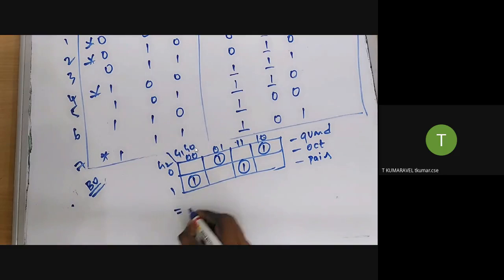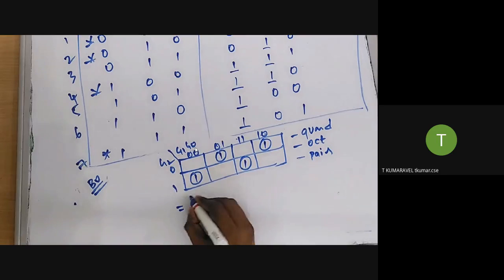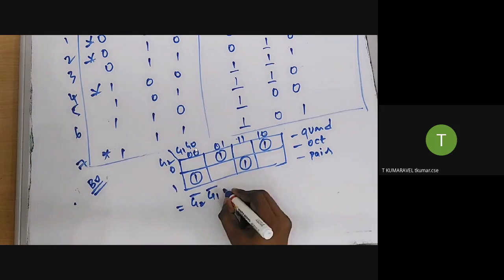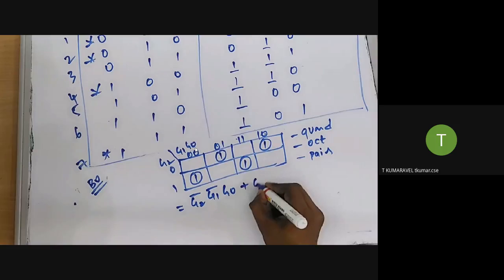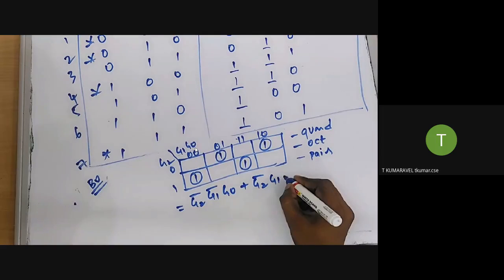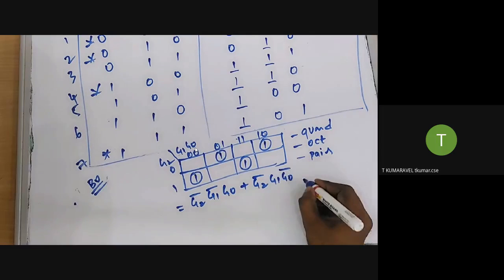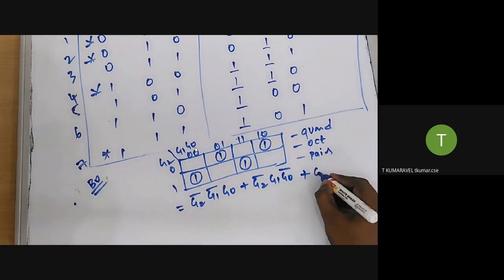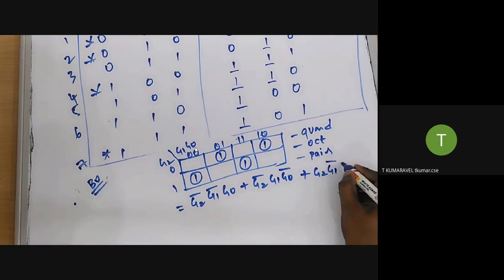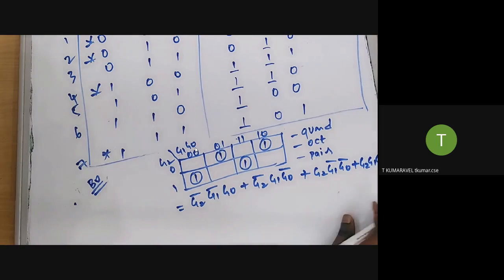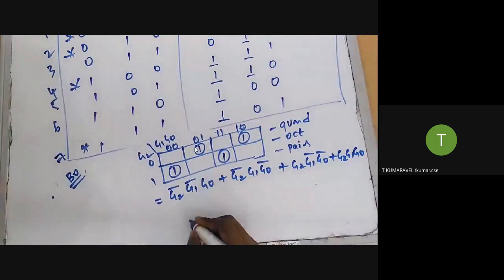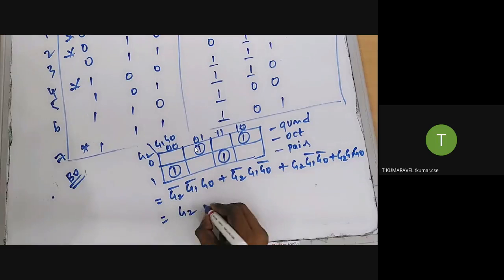What is the final value? Write it down. G2 bar, G1 bar, G0. Similarly, G2 bar, G1, G0 bar. Next, G2, G1 bar, G0 bar. What about the next case? G2, G1, G0. If you minimize that function, what happens? It generates an equation like that.